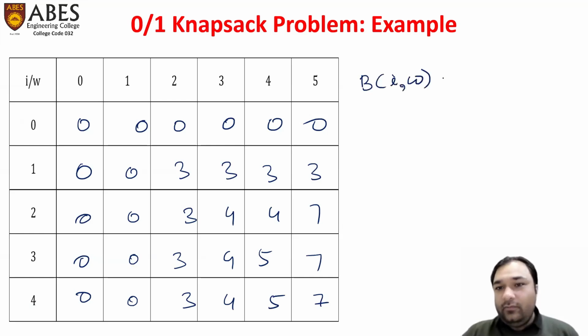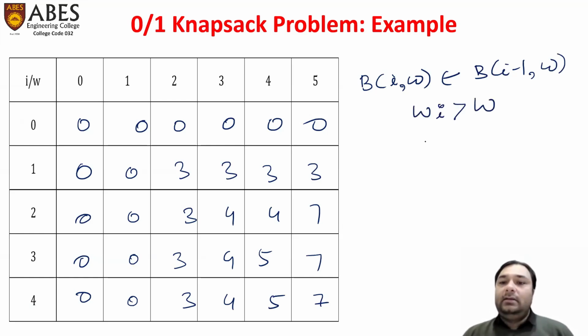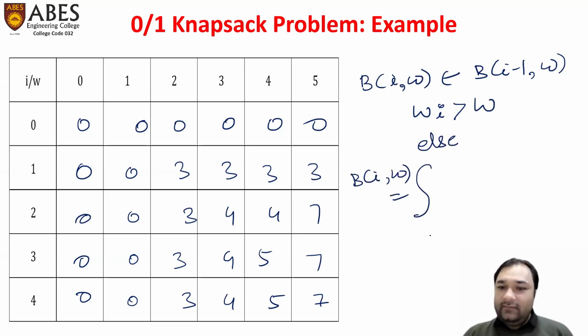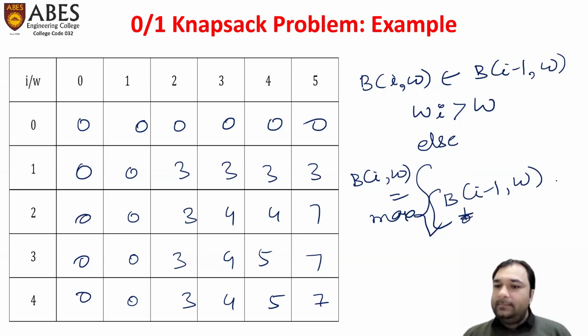B[i, W] will be returning B[i-1, W] if the weight of an item is greater than the capacity. Else, B[i, W] will be giving us the maximum value of B[i-1, W], and B[i-1, W-Wi] plus Vi.